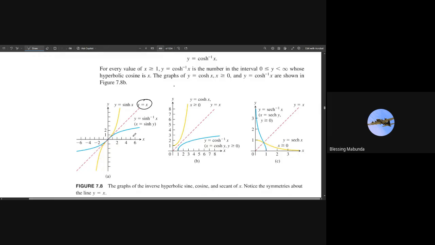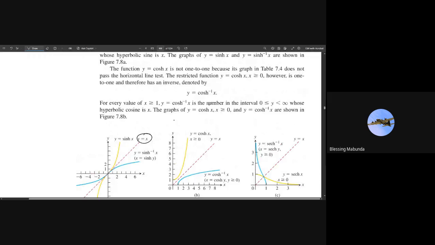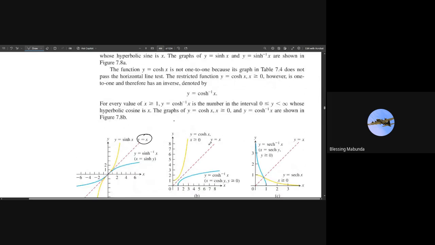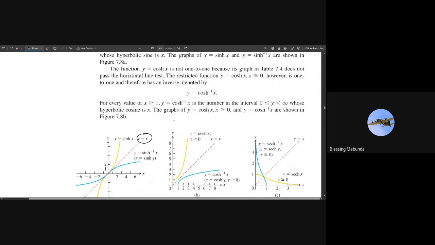And then for cosh, this is it here, and when you reflect it, this one seems to be more intuitive. You can just see how you will get this one if you reflect this one about the line y equal to x. And what we can say about cosh is that it's not a one-to-one function.